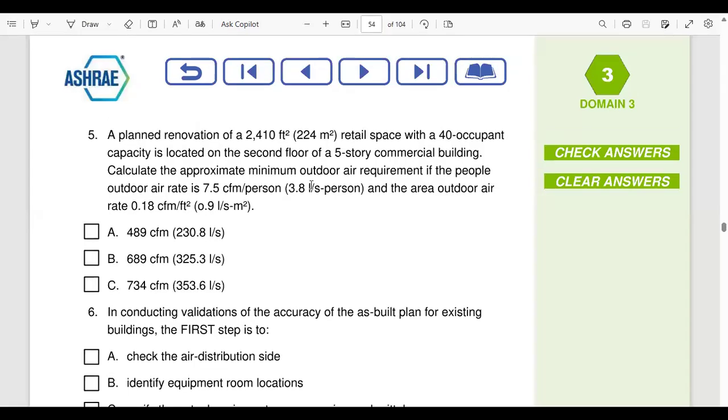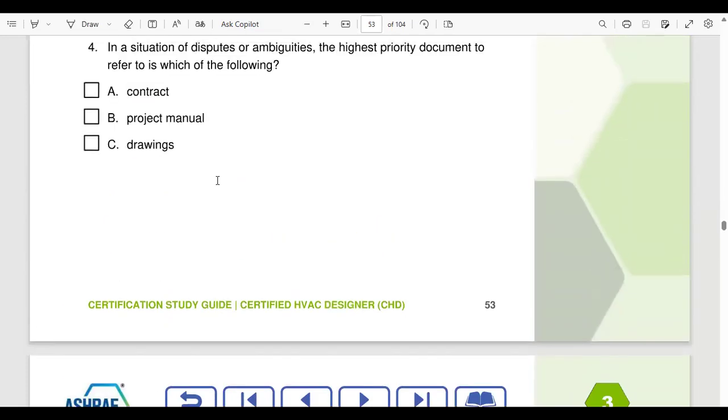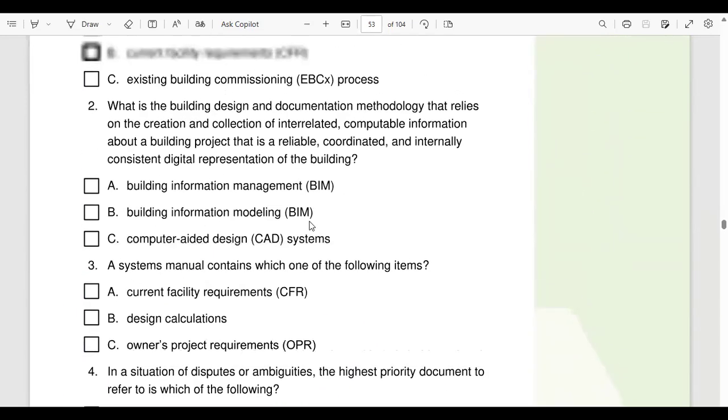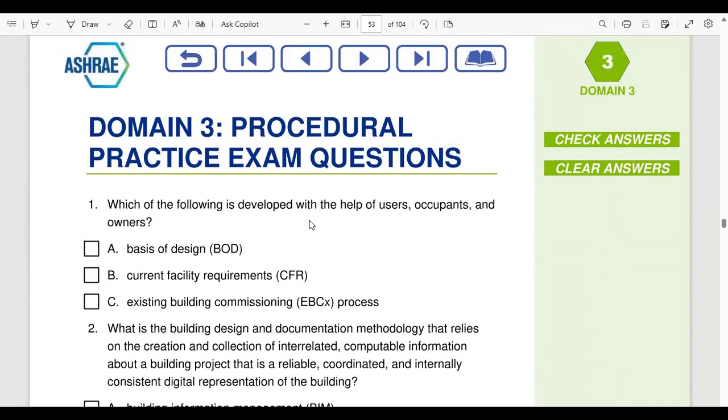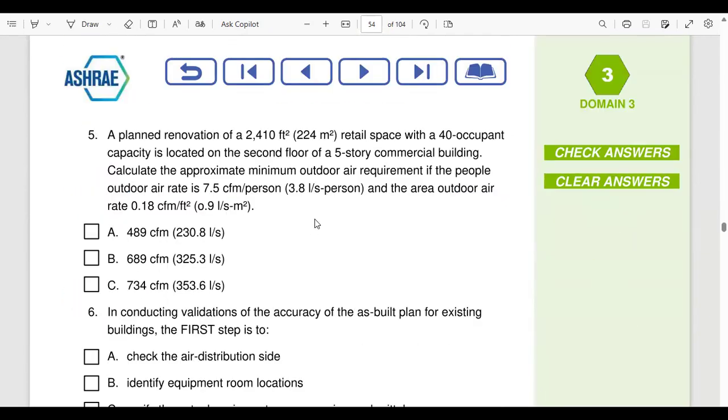Now let's try out some mock exams. As you go through the certification study guide, you'll find a few mocks there. Now these mocks, in my experience, closely resemble the real exam. Let's try out this one for example.